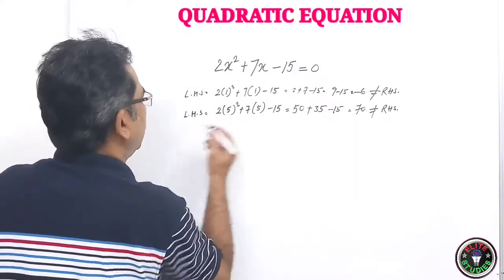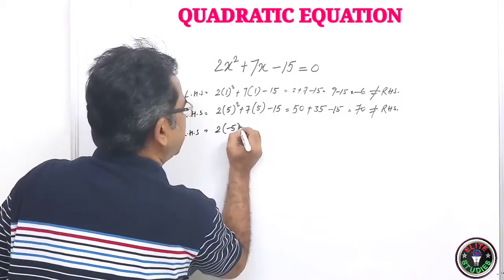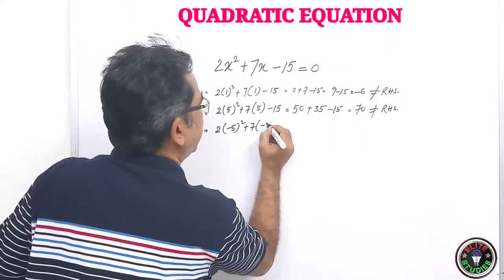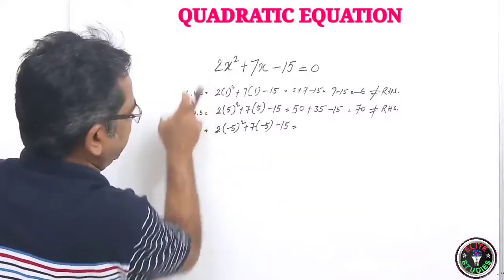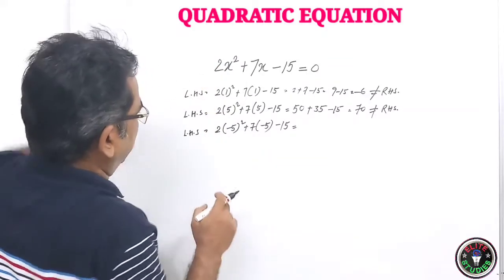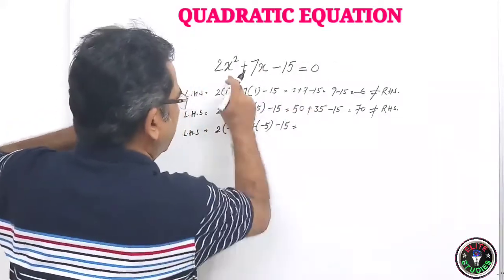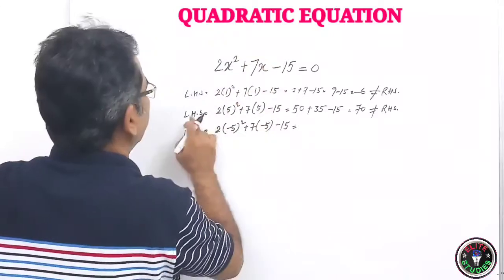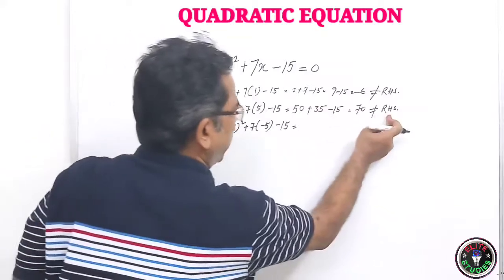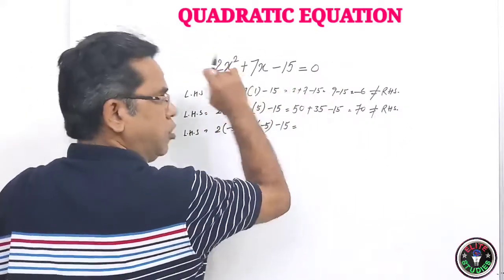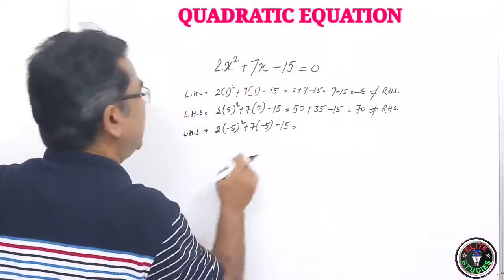Again, let us see one more. Let us put 2 into minus 5 square plus 7 into minus 5 minus 15. Now in place of x I have put minus 5. In the first case I put x is equal to 1 and found that the equation is not satisfied, so 1 is not a root of this equation. In the second case I put x is equal to 5 and found that LHS is not equal to RHS. So x is equal to 5 is also not a solution, or not a root, of this given equation. And let us put minus 5.